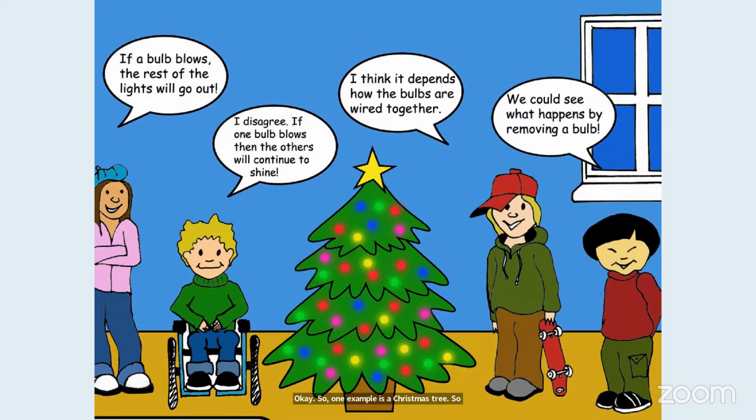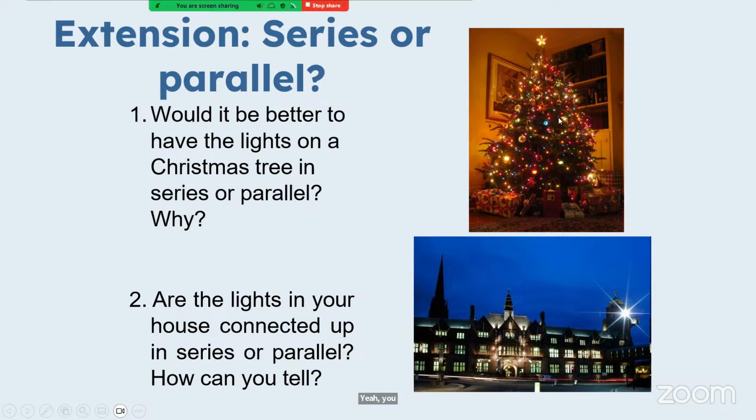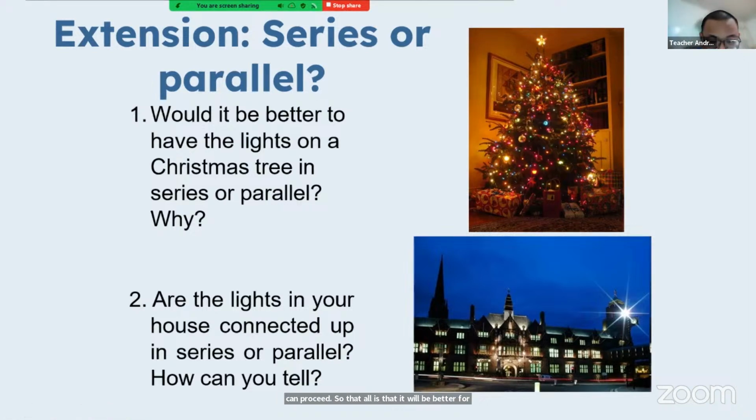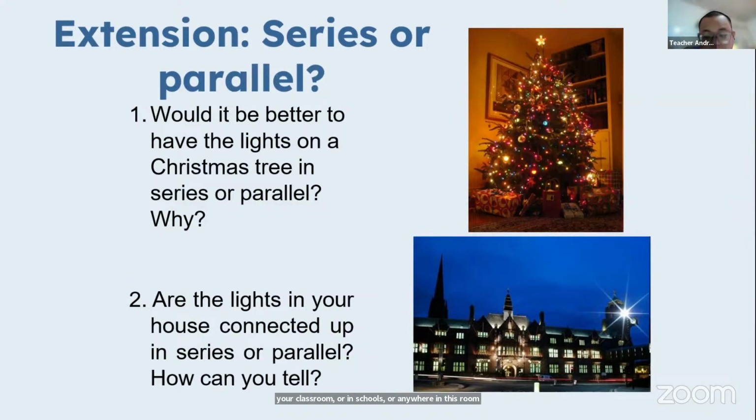Okay. So one example is a Christmas tree. For a Christmas tree, they are using a parallel circuit. Why? Because if one light bulb doesn't light up, the other light bulb can still proceed. So it will be better for the Christmas tree light to be in parallel. Similarly, those circuits in your house, your classroom, your school, or anywhere in this world, in the building, are all in parallel because if one light goes off, the other light can still shine brightly. This is how we know that this place is using a parallel circuit.